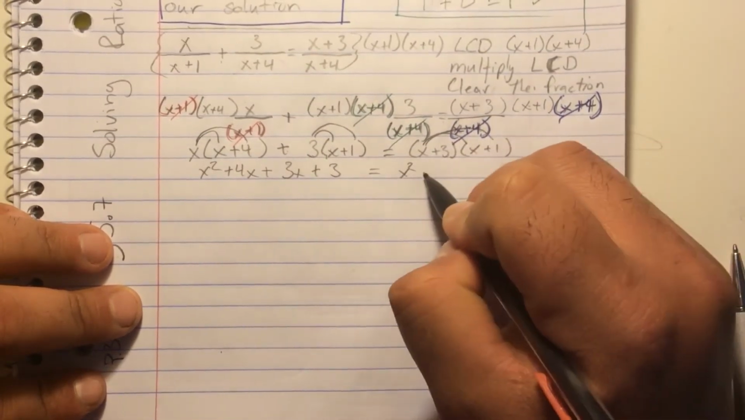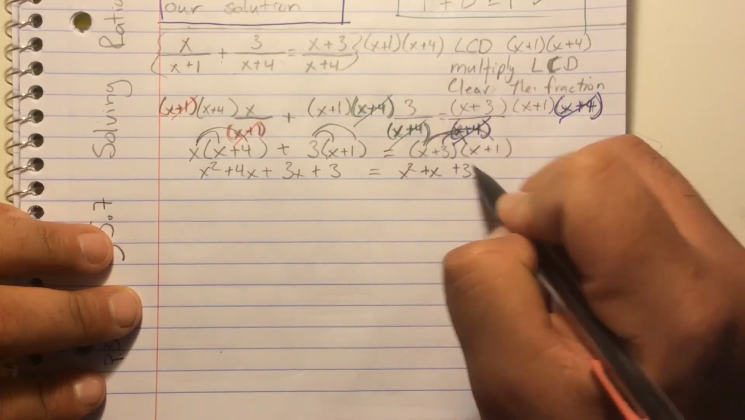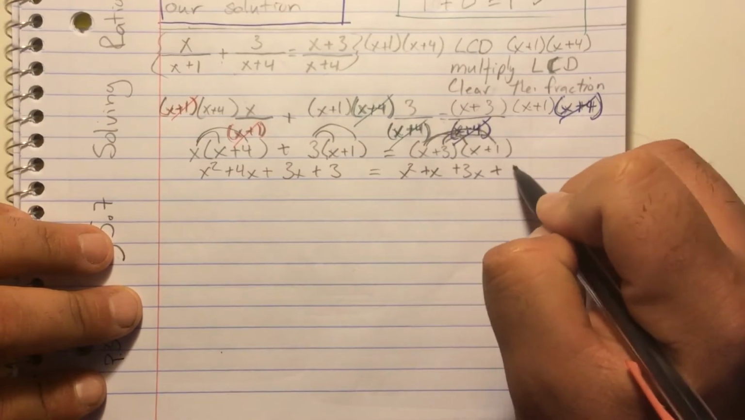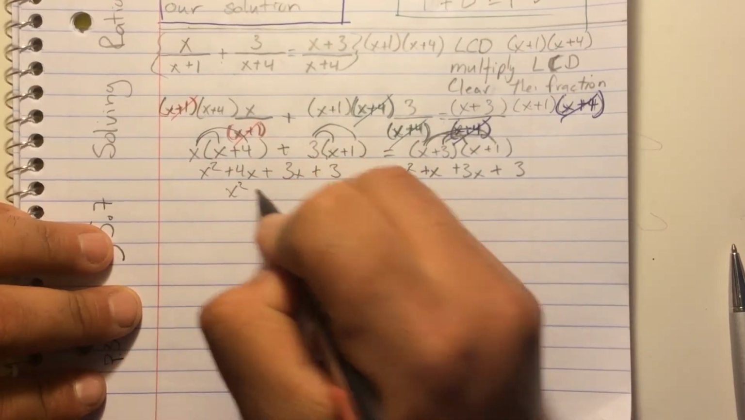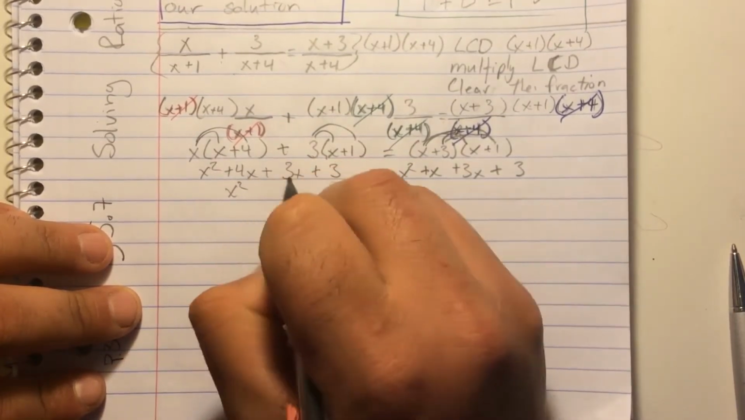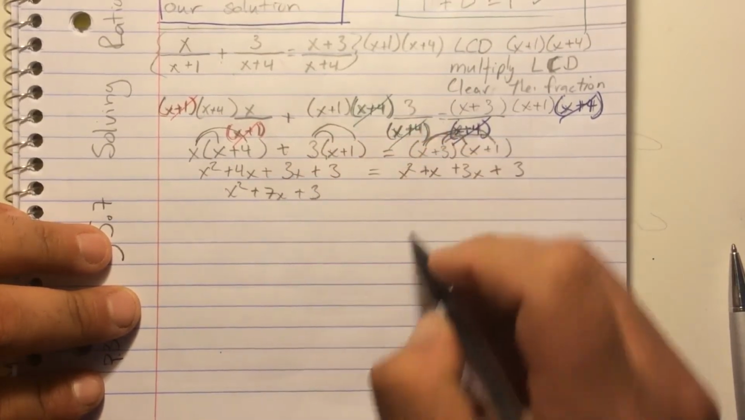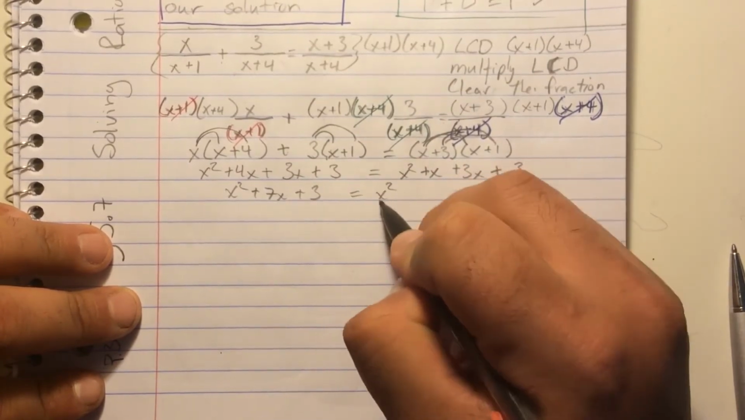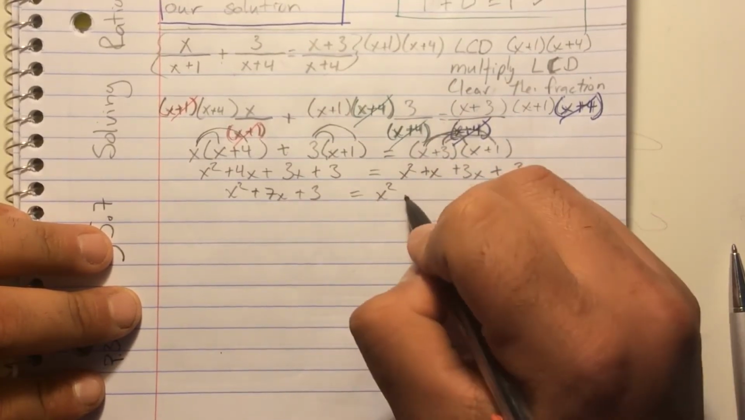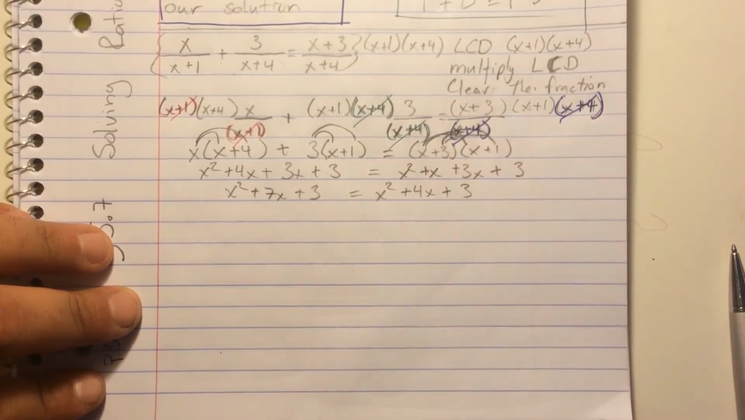X times 1 plus x. 3 times x plus 3x. And 3 times 1 plus 3. Alright, so we're going to go ahead and combine like terms on both sides. We have our x squared here, and then our 4x plus 3x is 7x, and our lonely constant 3 on this side is just itself. Same thing this side, we have our x squared here, x plus 3x is 4x, and then our lonely 3 on this side as well.